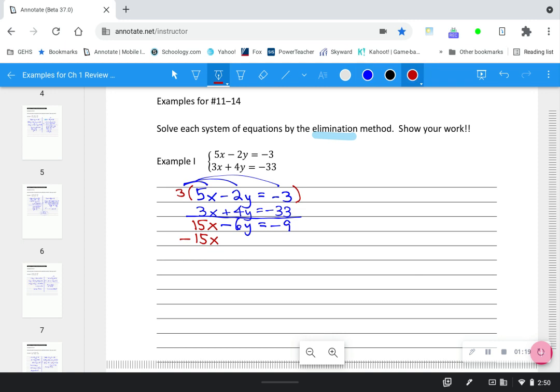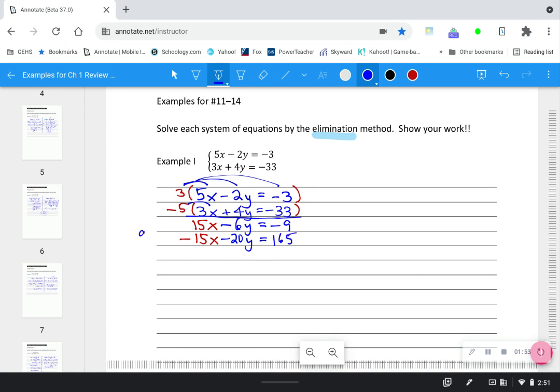And then I do something similar on the bottom line. I'm going to multiply that line by negative 5 to make sure that we get this value down here. So multiplying across, you get negative 15x, that's good, minus 20y, and then 33 times negative 5. Let me see what that is. That's 165.